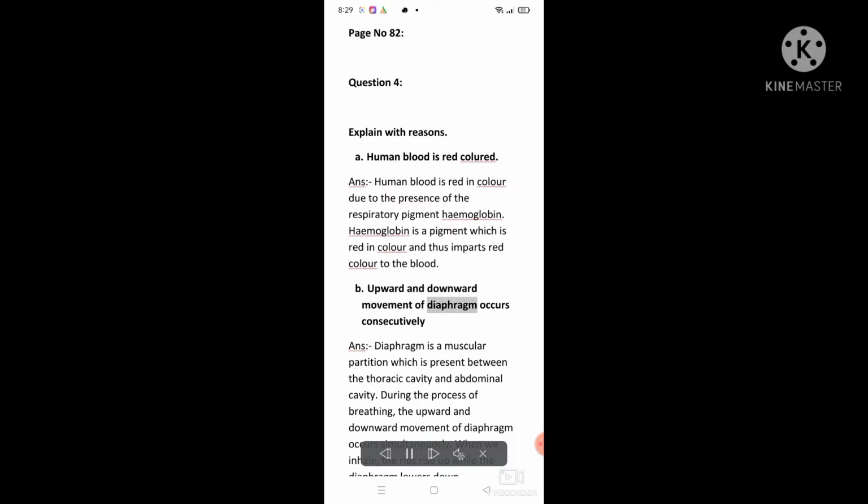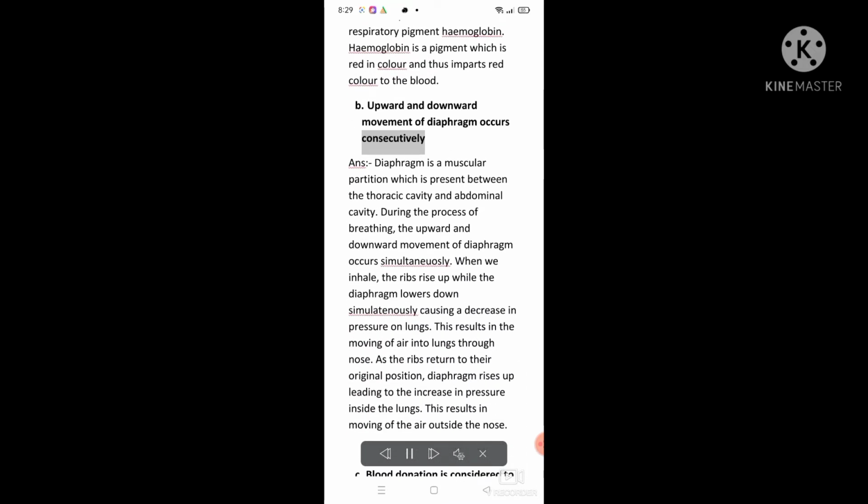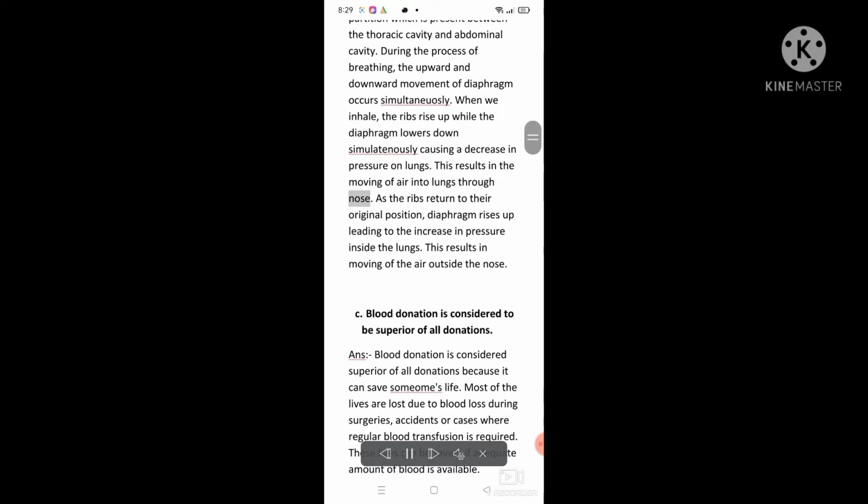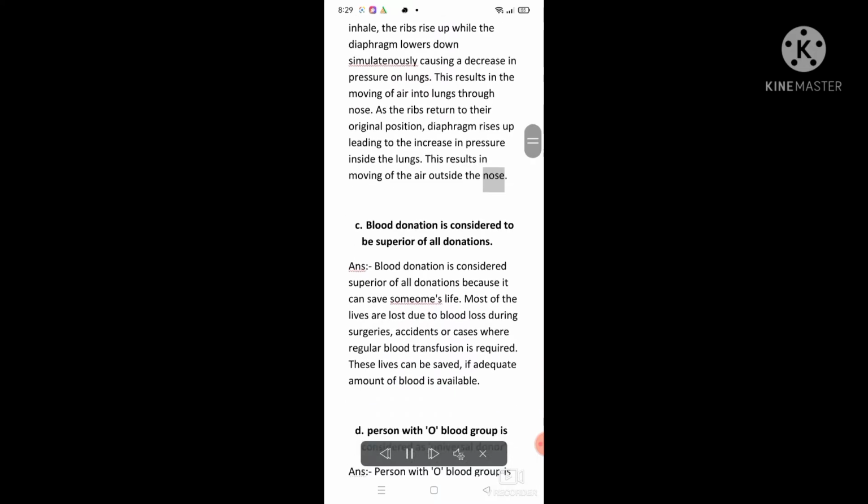Upward and downward movement of diaphragm occurs consecutively. Ans. Diaphragm is a muscular partition which is present between the thoracic cavity and abdominal cavity. During the process of breathing, the upward and downward movement of diaphragm occurs simultaneously. When we inhale, the ribs rise up while the diaphragm lowers down simultaneously, causing a decrease in pressure on lungs. This results in the moving of air into lungs through nose. As the ribs return to their original position, diaphragm rises up, leading to the increase in pressure inside the lungs. This results in moving of the air outside the nose.